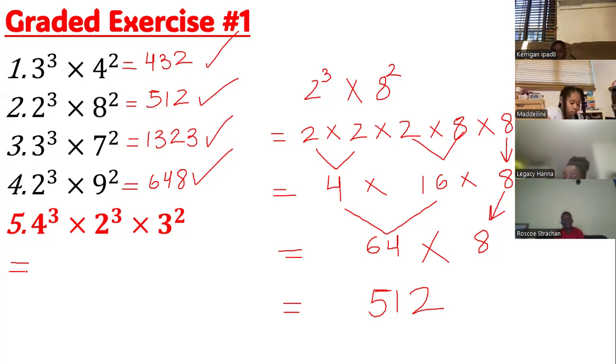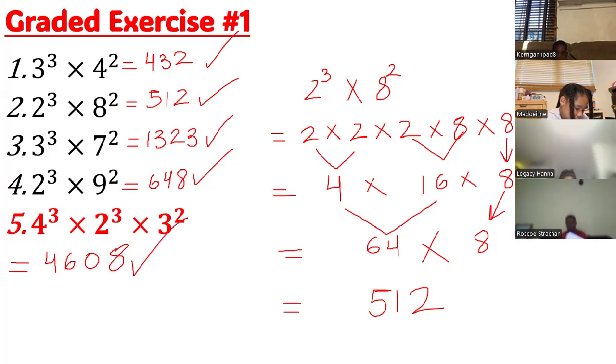All right, so make the correction. This is 2 to the third power, multiplied by 3 squared. So the answer is going to be 4,608. If you got it right, please put a tick. If you got it wrong, please make the correction.